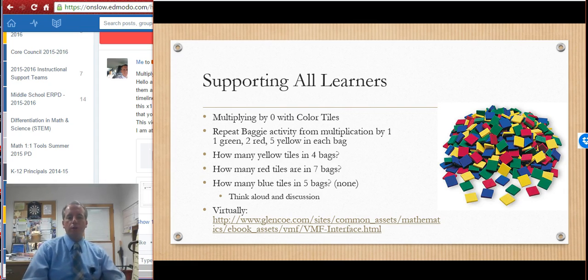All right, so another way to support all of our different types of learners, right? Multiplying by 0 with color tiles. So you remember our baggie activity for multiplying with 1, where we had 1 green, 2 red, 5 yellows in a bag, and we asked questions like, well, how many yellows would there be if we had 4 bags? How many reds if we had 7 bags? How many blues in 5 bags? Oh, here we are again, right? There are no blues, right?